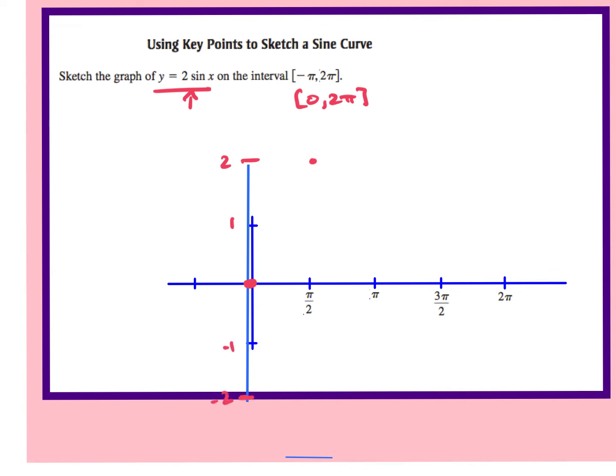All right, and then let's do pi. What's the sine of pi? 0. 0 times 2 is 0. So it goes back to 0. And then at 3 pi over 2, what's the sine of 3 pi over 2? -1. And then we multiply it by 2 and we get -2. And then we substitute in 2 pi. What's the sine of 2 pi? 0. 2 times 0 is still 0. And so now I can connect the dots in a smooth fashion. And there we have sine. What was different from the one we talked about on that first page? It's taller. I like that. Does anybody know the word?